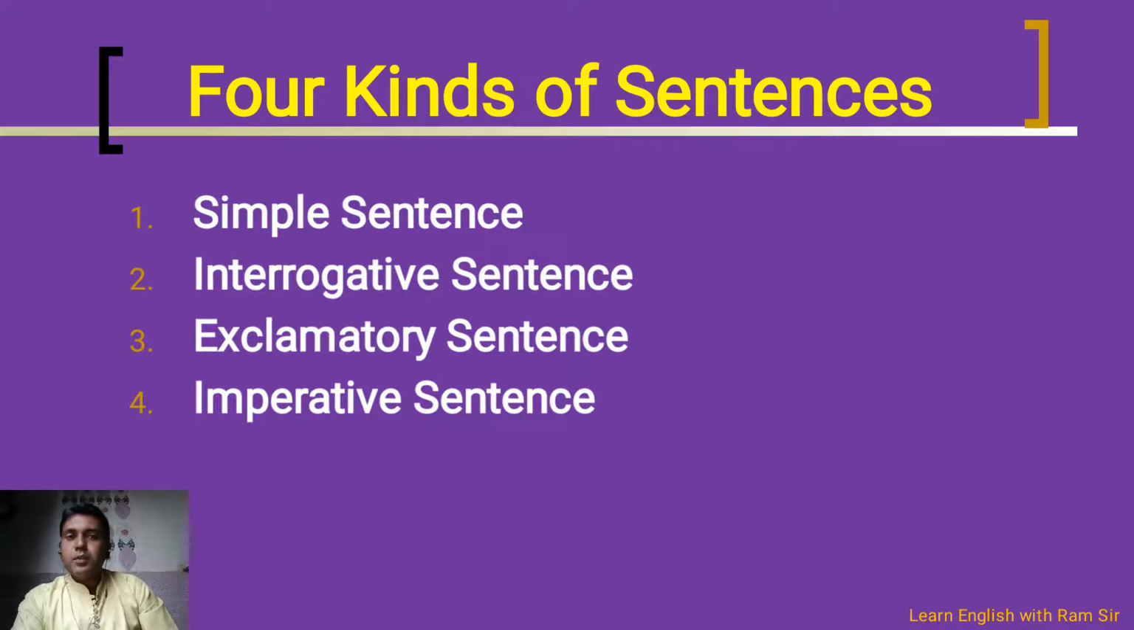So these are the four types of sentences. And as per the types, we all know very well that the direct and indirect of each sentence is different. That is not the same. So for simple sentences, indirect speech is different. For interrogative sentences, indirect speech is different. Then for exclamatory sentences, indirect speech is different. And at last, for imperative sentences, indirect speech is different.